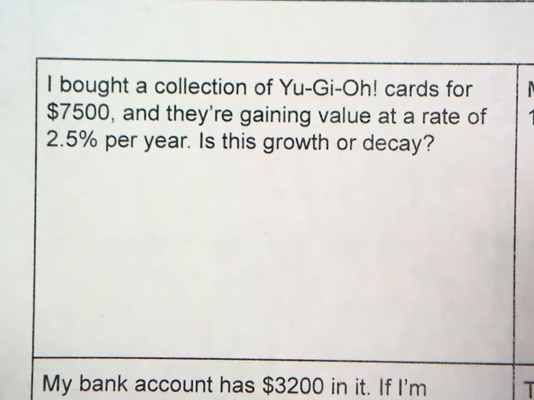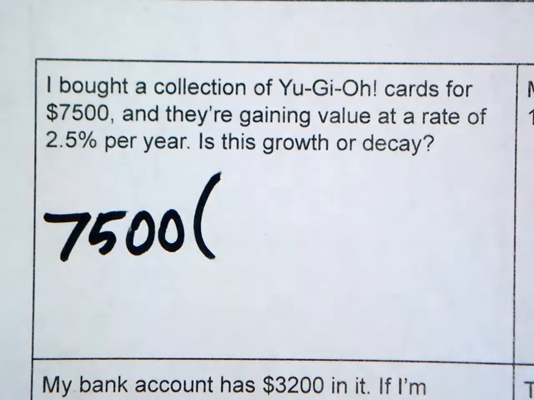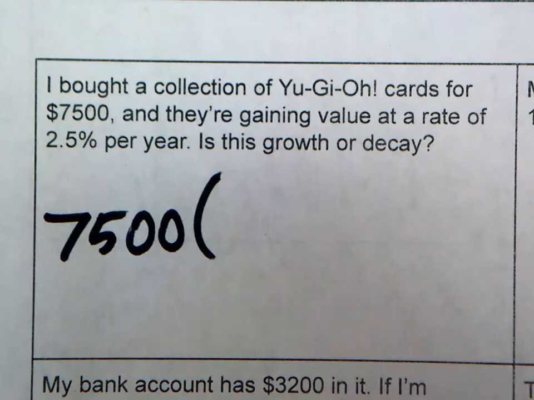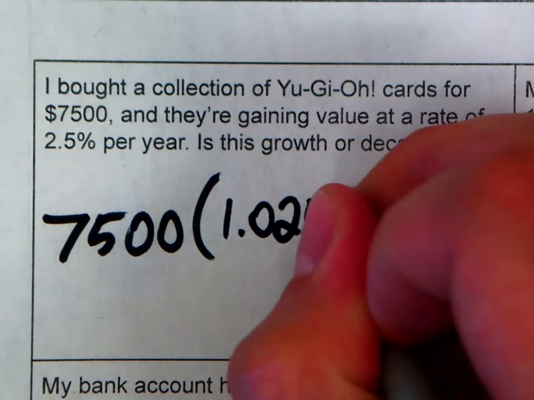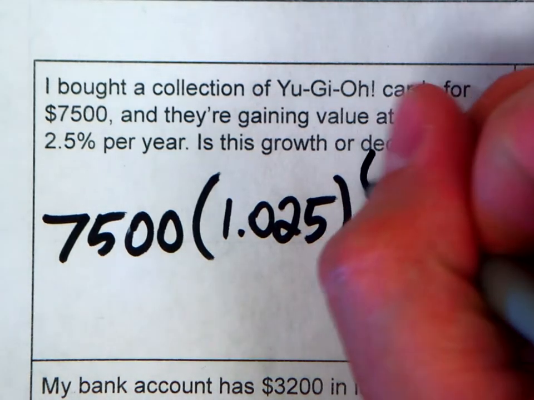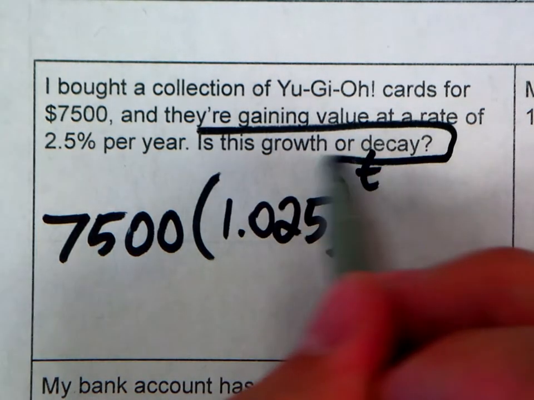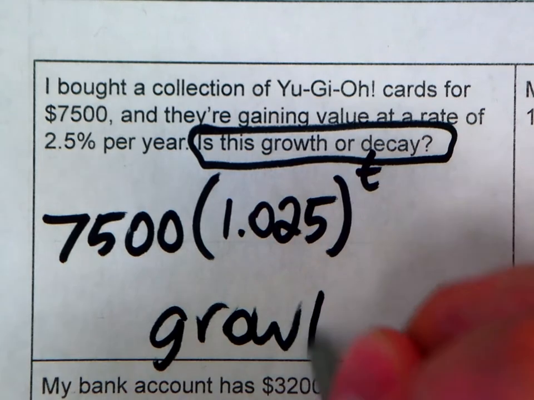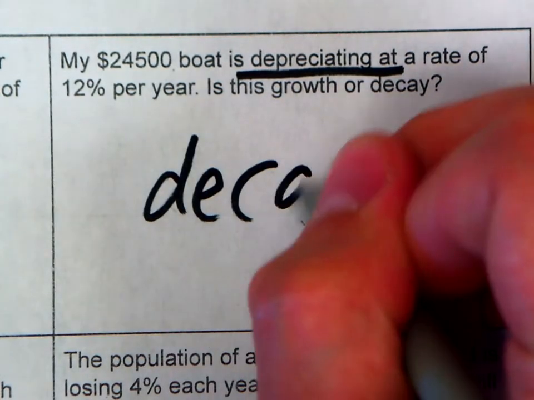Our Yu-Gi-Oh card collection, the starting value is 7,500. We are gaining value, so it's growth. And if we correctly take 100 plus 2.5 and move the decimal place over, we end up with 1.025. And this is per year. So we raise that to the power of t. And I did too much work because it only asks, is this growth or decay? And the answer is growth. We know that from the word gaining value. So over here, depreciating is the key word that tells us we're looking at decay.